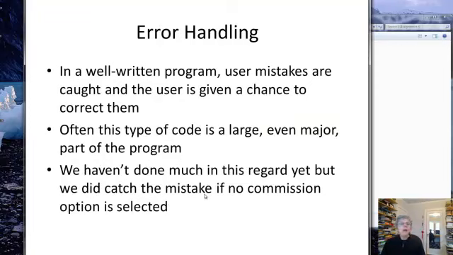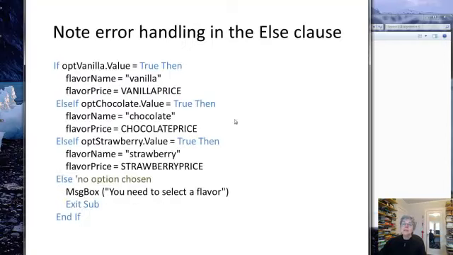Now, we talked a little bit last time about how in a well-written program, user mistakes are caught and the user gets a chance to correct them. And often, actually, this kind of code is a huge part of the program. It could be more than half, actually. That's not unreasonable. We're going to make a tiny start on it this time, but we will catch the mistake if no option is selected among the options.